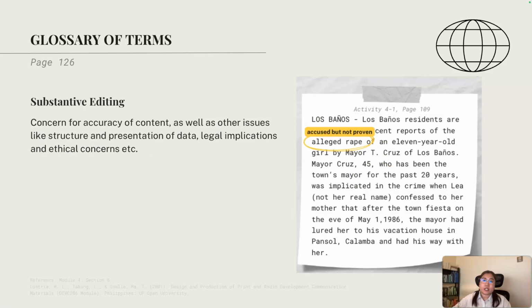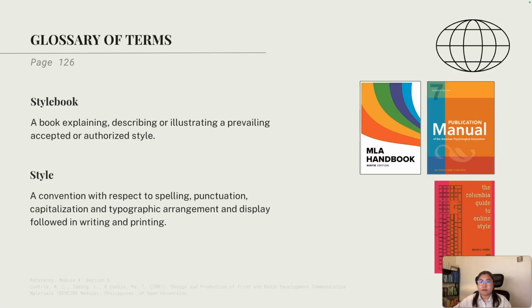Substantive editing is looking at the content structure and accuracy. The exercise we previously did about the various aspects of a copy is an example of substantive editing. Examples such as the Modern Language Association Handbook and the Publication Manual of the American Psychological Association Style are style books. More of these can be found on pages 116 and 117 of our course material.